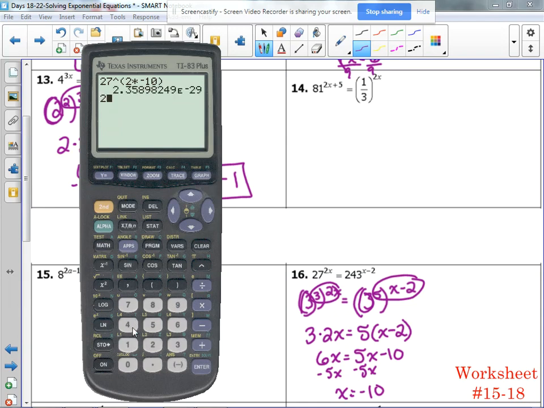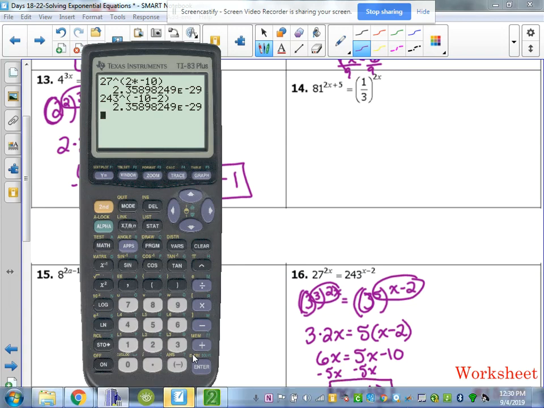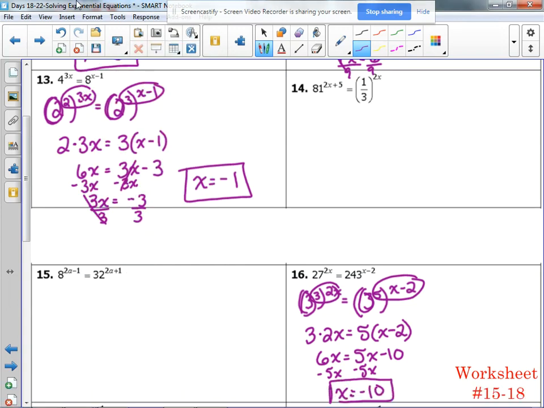Left side, right side. Very strange looking number there, but it's the same strange looking number. So negative 10 is indeed our answer. Okay, questions about that?